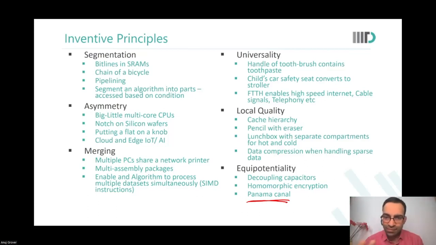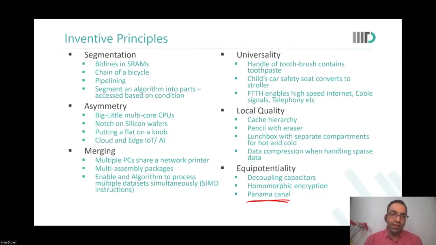Yes, I will remember. So these are some examples of inventive principles. Segmentation, for example, is so commonly used across various design places. We talked about segmentation in terms of a bicycle, that the iron chain of a bicycle is segmented into small nuggets so that your chain becomes flexible. For circuit designers, in SRAMs, bit lines are broken into smaller bit lines so that you gain speed and power.